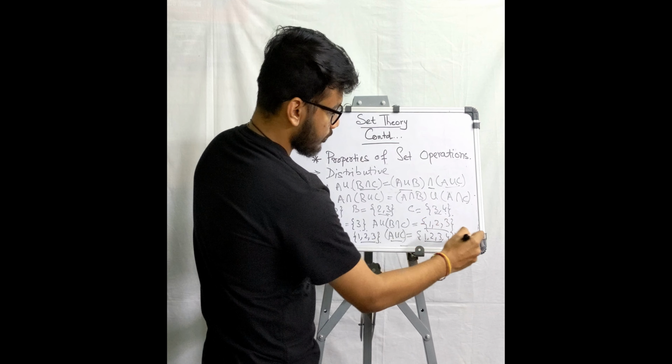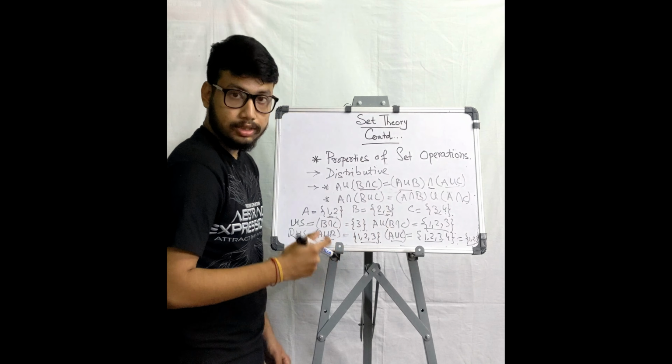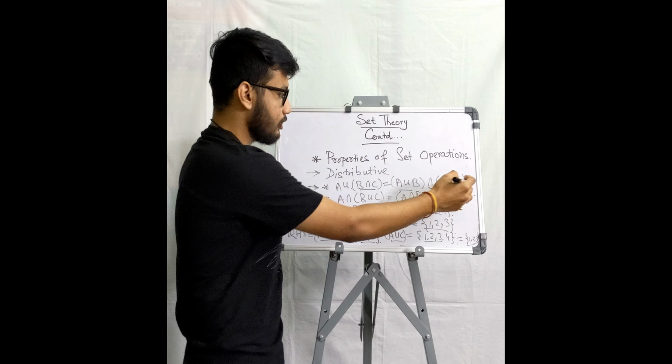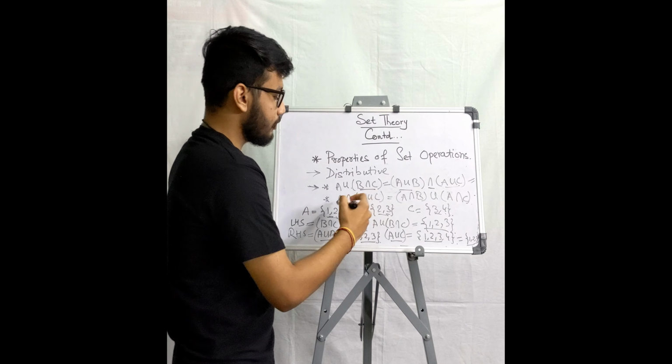Therefore this and this sets are nothing but equal sets, right? So this law is proved. This law holds true. Similarly, you can try with the second one. Okay.